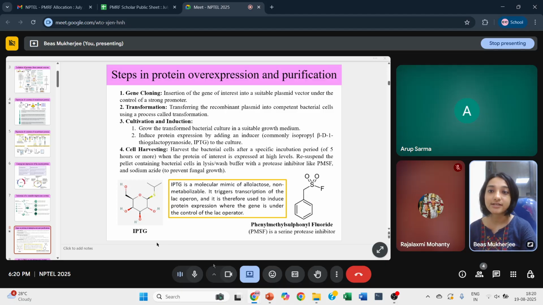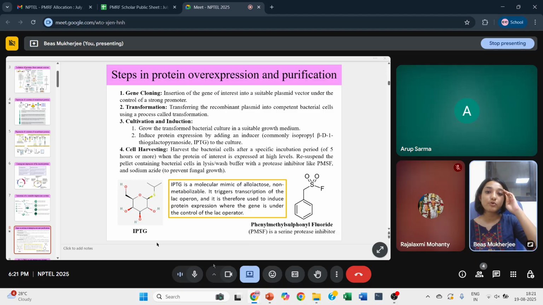So after that, see, cell harvesting. Cell harvesting means that you're spinning it so that all the bacterial cells come down as a pellet and the supernatant is there, which is just media, and you're throwing it out. Okay, so after a specific incubation period, which is around 5 hours or more, when the protein of interest is expressed at high levels, resuspend the pellet containing the bacterial cells in lysis or wash buffer with a protease inhibitor, for example PMSF, and sodium azide to prevent fungal growth.